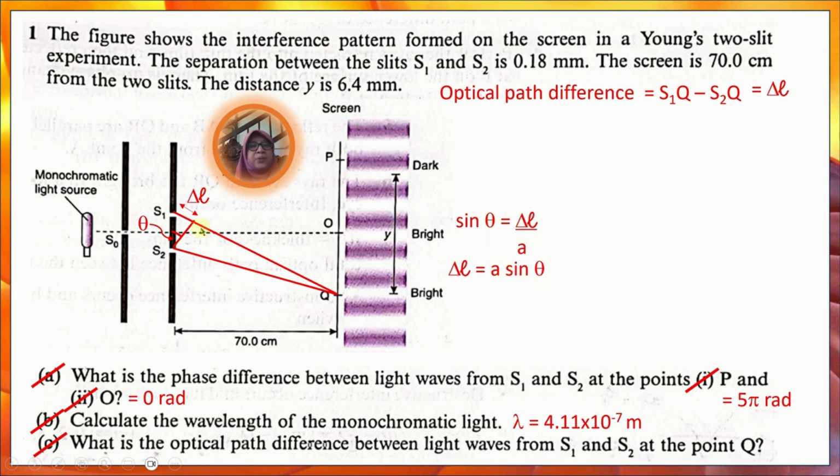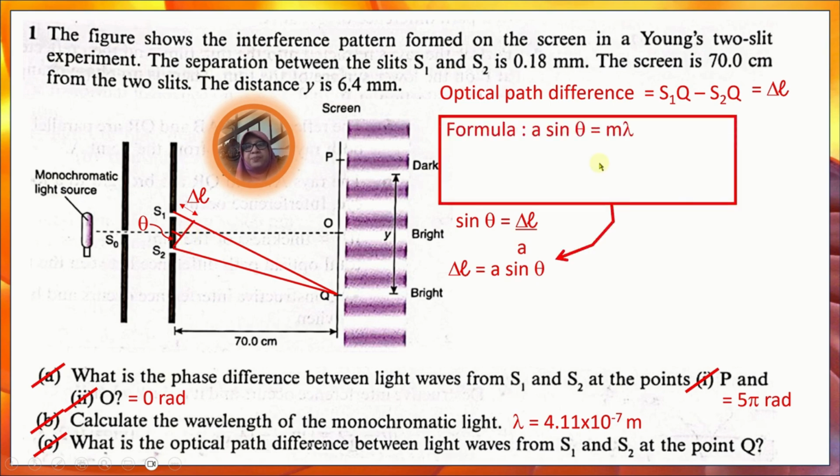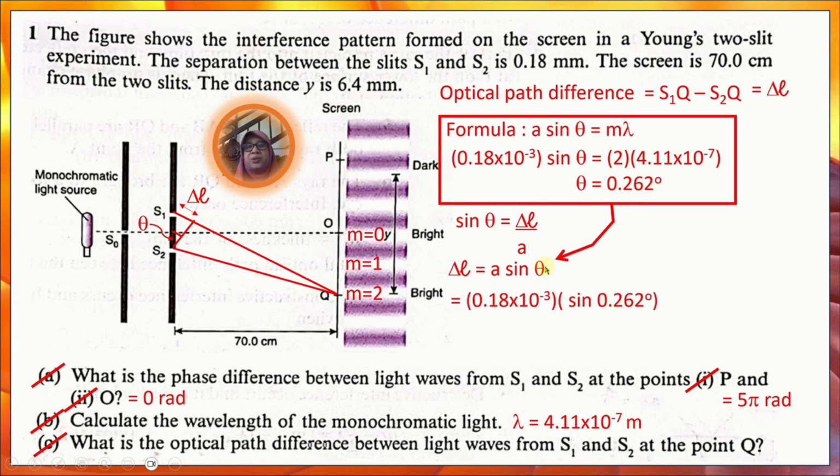But the problem here is we don't know theta. We can use the formula a sine theta equals m lambda for order m. We use the order just calculated, which is 2. So we substitute order 2, lambda also calculated in B, and a given as 0.18 millimeter, converted to meter. And we get the angle theta equal to 0.262 degrees. We substitute into here, and we get delta L, which is the path difference, as 8.23 times 10 to the power of negative 7 meter.